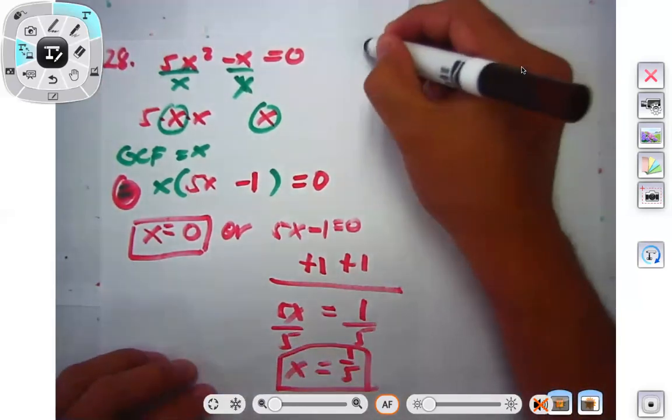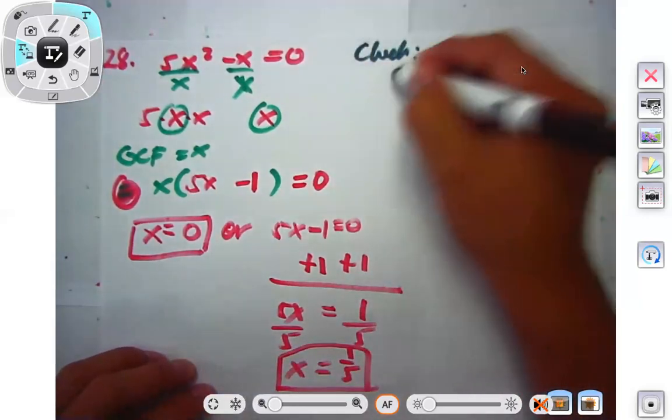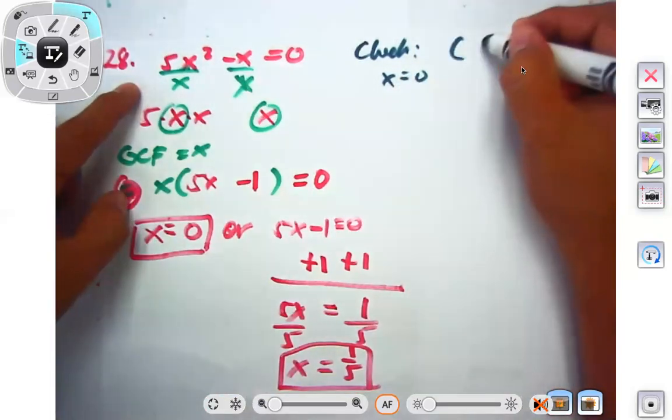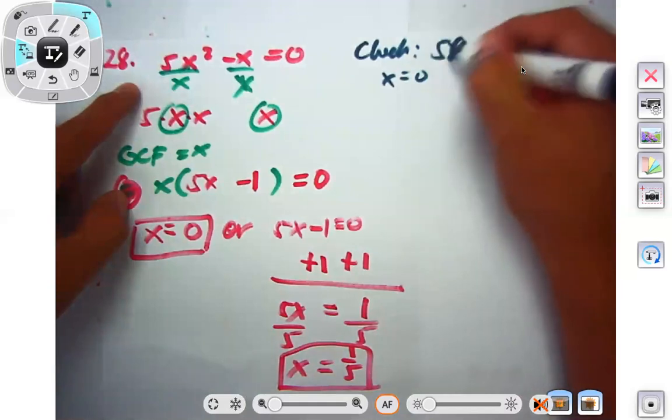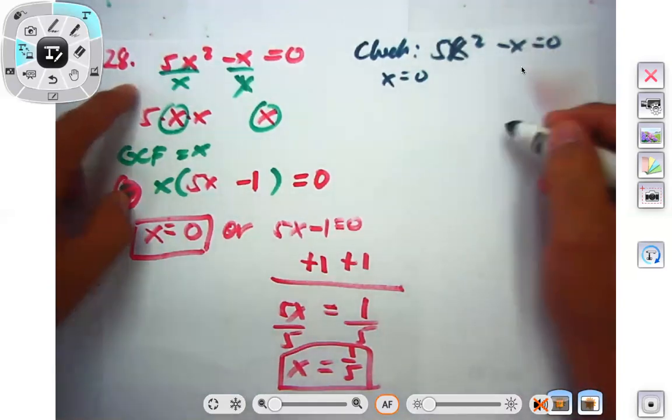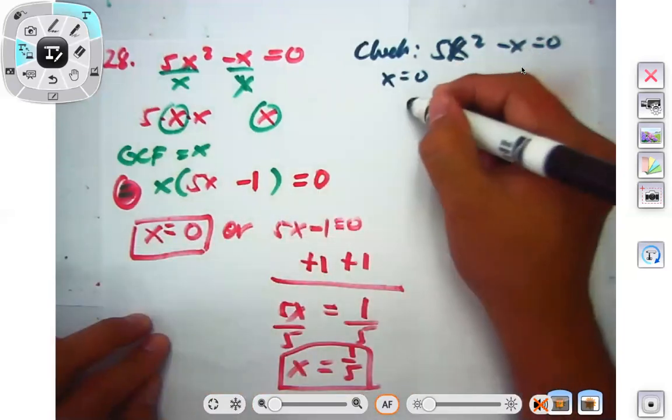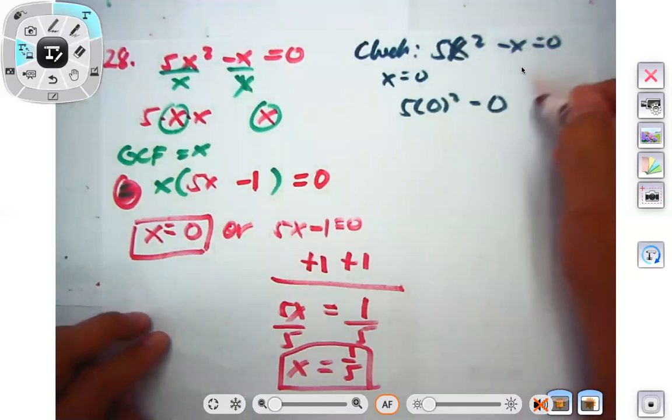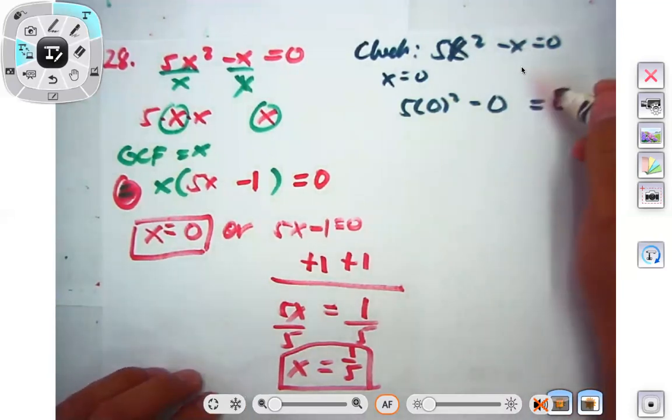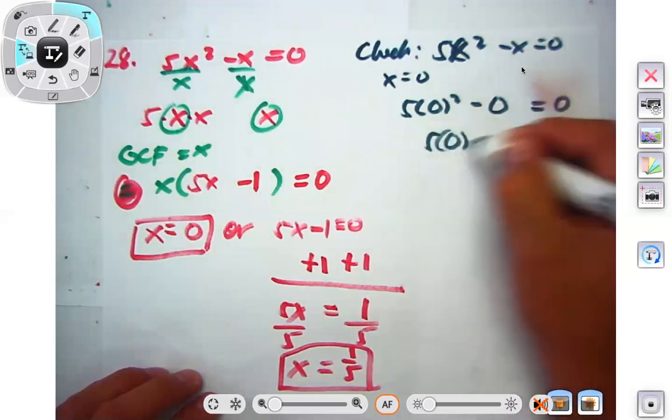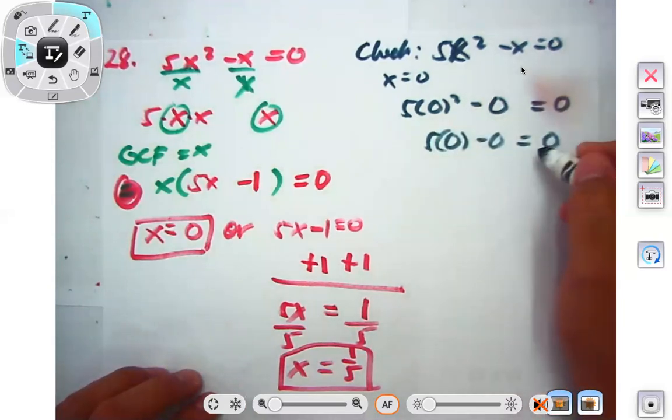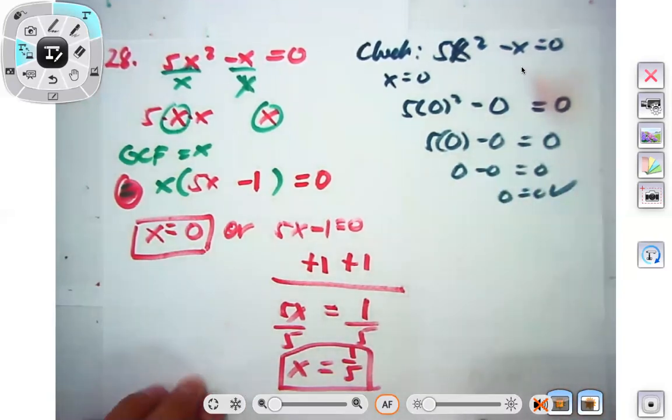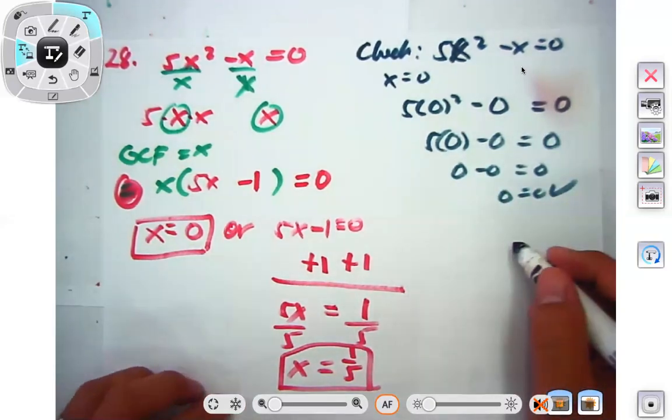Let's check this. Check x equals 0. Let's plug in 0 to our equation. What's our equation? It is 5x squared minus x equals 0. Plugging in 0 to x, we have 5 times 0 squared minus 0 equals 0. 0 squared, we know that to be 0, and 5 times 0 is 0. 0 minus 0 equals 0. That's a true statement.